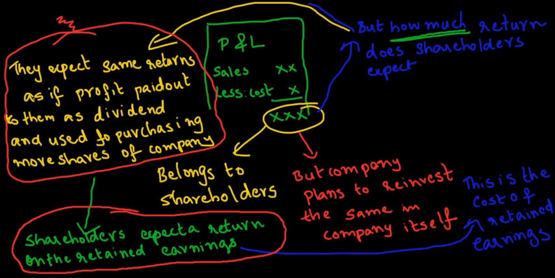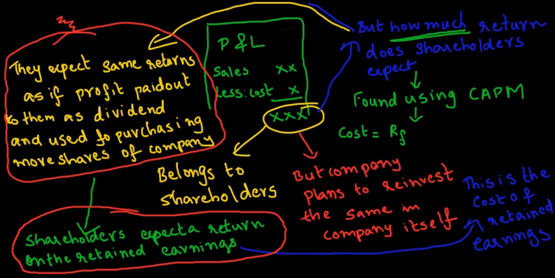There are many theories to calculate cost of equity capital. Out of all these theories, capital asset pricing model or CAPM is the most widely used method of calculating the cost of equity share capital. Under CAPM, cost of equity capital is expressed as risk-free rate plus beta into risk premium.